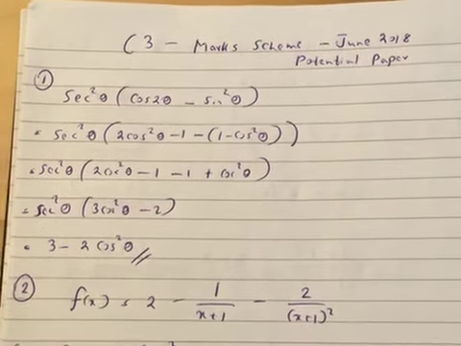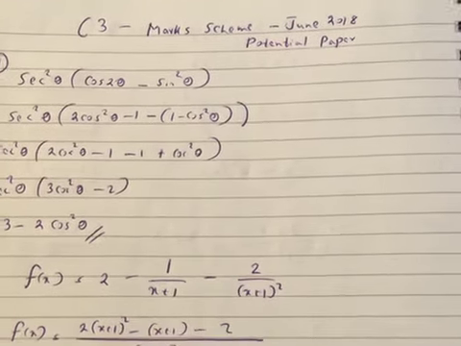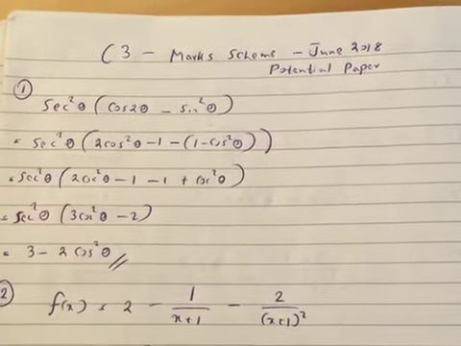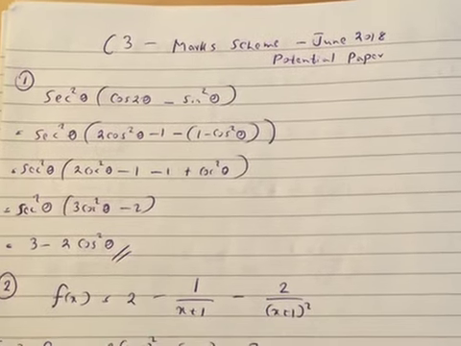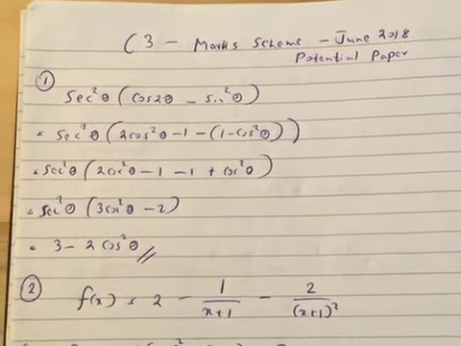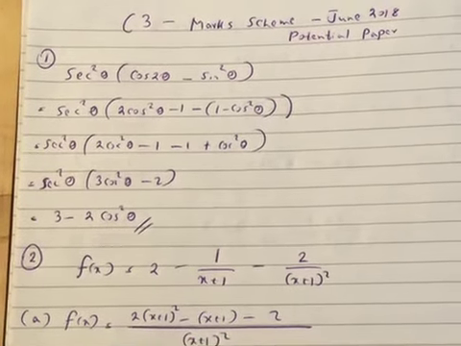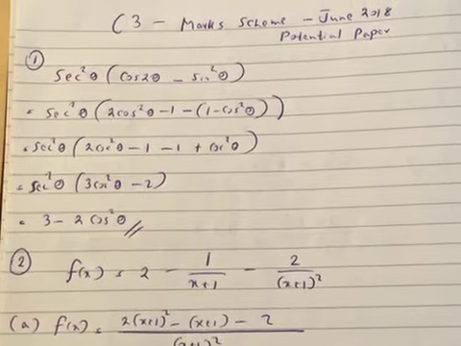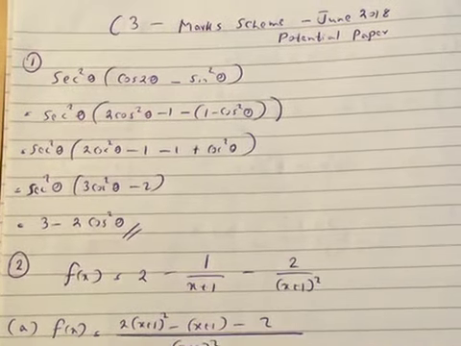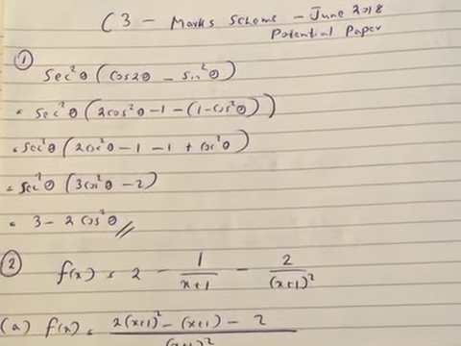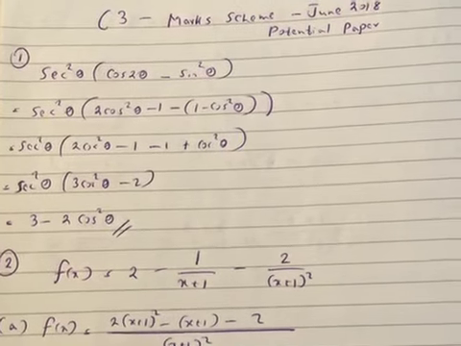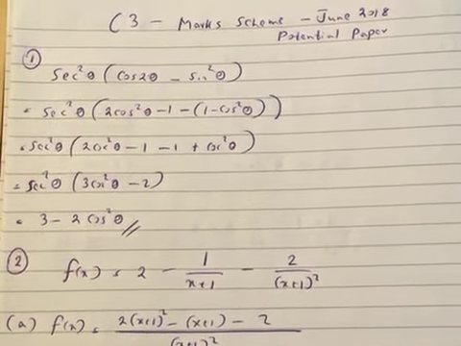Okay, this is the solution for the first potential paper for C3 Edexcel 2018. The first question, so we have to do a proof: sec squared theta bracket cos 2 theta minus sine squared theta. So that equals sec squared theta bracket 2 cos squared theta minus 1 minus 1 minus cos squared theta. So I just made everything into cos thetas.